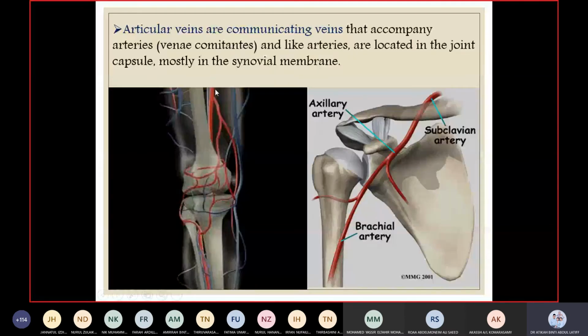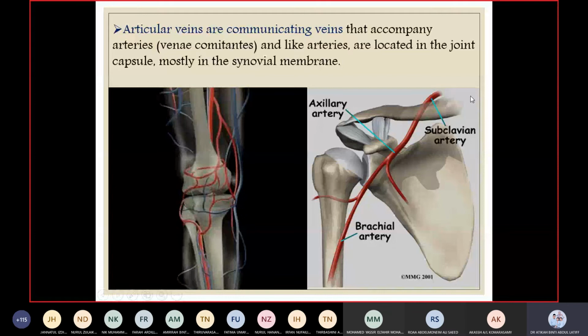If you see here, this is the artery supplying this part of the bone, and this is the artery supplying the other end of the joint, which is the bones here. They will anastomose or communicate with each other, and finally give off blood supply to the joint area.